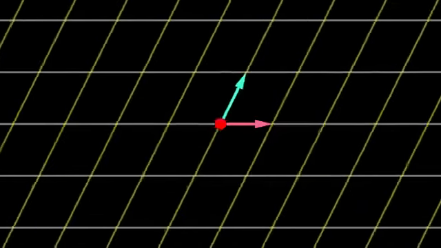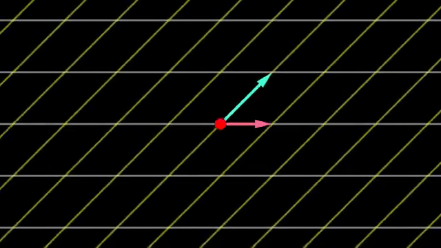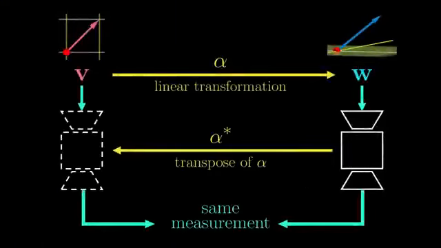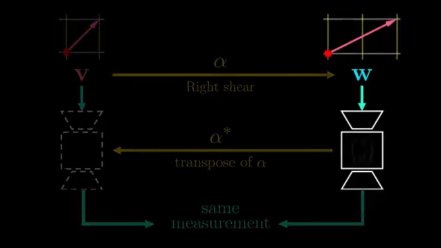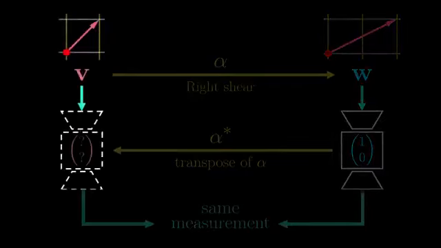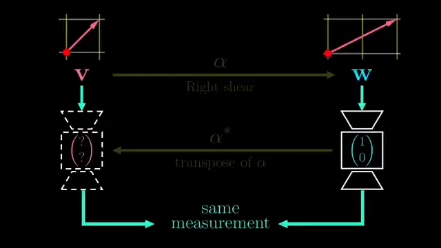What should the transpose of a right shear look like? We will need to go back to this big picture. In this specific case, alpha is a right shear, and we now just have a 2D to 2D transformation. Now this 1, 0 covector measures the sheared vector, and the job of the transpose is to find out which covector could we use to directly measure the original vector, such that we get the same measurement at the end. Now go back to the visuals.